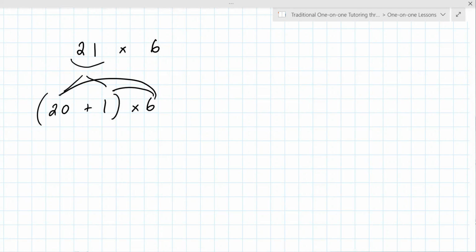6 times 2 is 12. That's true. But what about the 0? What happens to that? So what is 6 times 20? I mean, yes, 6 times 2 is 12, but we want 6 times the whole number.